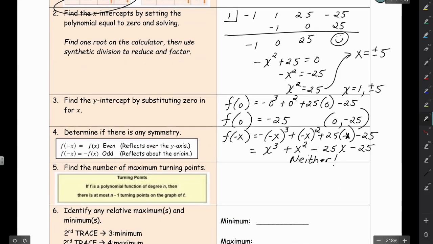How many turning points? Well, we know in this case n equals 3. We need to know what n minus 1 is. N minus 1 is 2. So we're expecting at most 2 turning points.